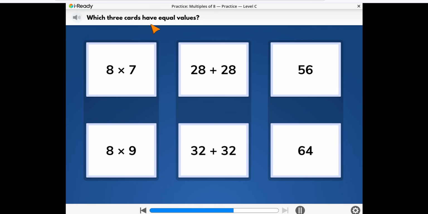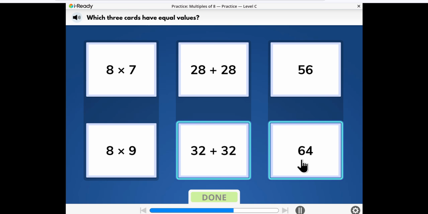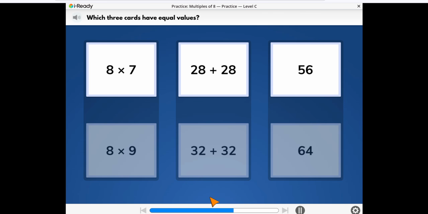Which 3 cards have equal values? So what's 32 plus 32, guys? That actually equals 64. So then, which one of these equals 64? Are we going to say this? That's wrong. Try again. These 3 cards all have a value of 56.